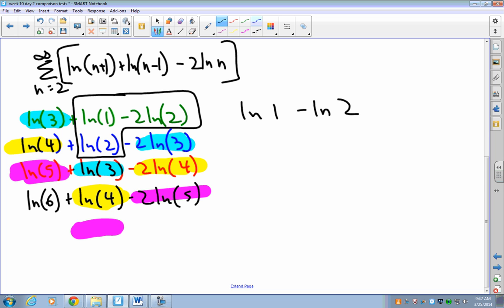Guys agree with that? What's ln of 1? So I'm left with, okay, this would have been like a challenge set problem for me. Okay, what's up?